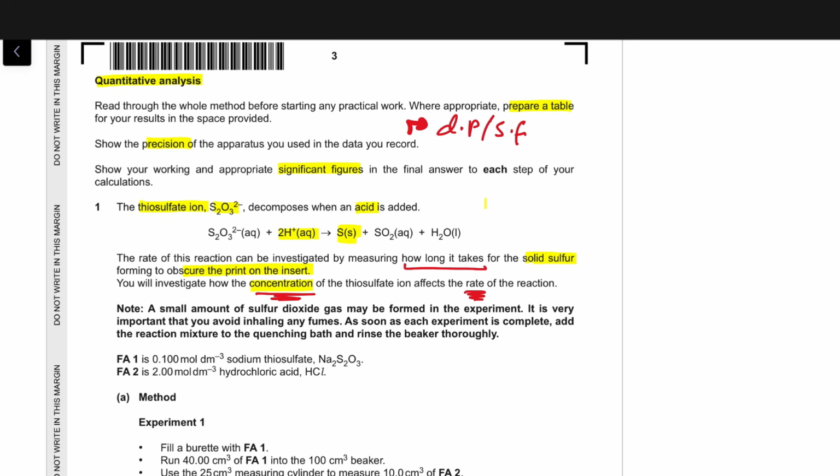It also gives us a little note down here that states, a small amount of sulfur dioxide, one of the products, may be formed in the experiment. It's very important that you avoid inhaling any fumes, and as soon as each experiment is complete, to add the reaction mixture to the quenching bath and rinse the beaker thoroughly. The reason for this being because the quenching bath will cool and dilute the mixture so no more SO2 forms. And by rinsing the beaker, we remove the leftover thiosulfate or acids. If the residues stay, they can keep reacting and release more gas.